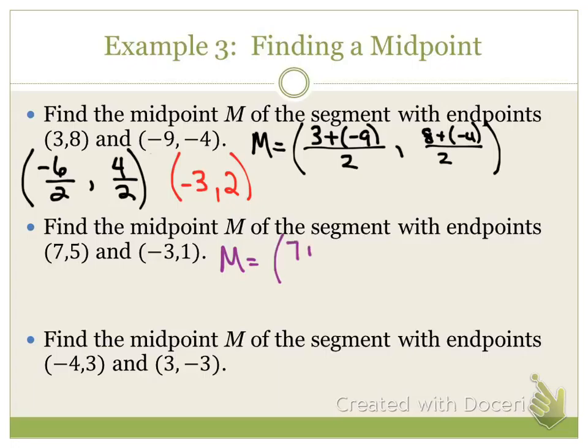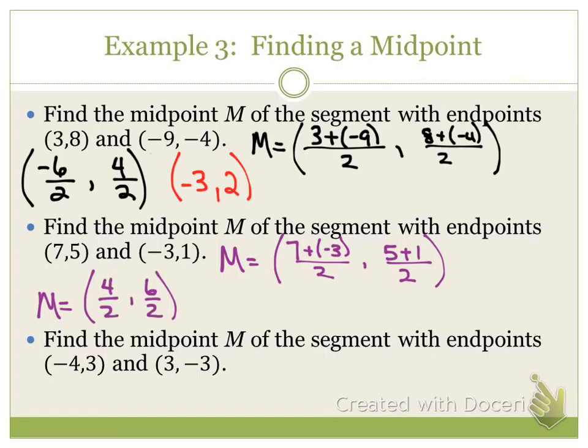Okay, so m equals 7 plus negative 3 over 2 and 5 plus 1 over 2. So 4 over 2 and 6 over 2. Can I simplify that? Yes. 2, 3. Who got 2, 3? Did y'all get 2, 3? Good. All right, go ahead and finish the last one now.